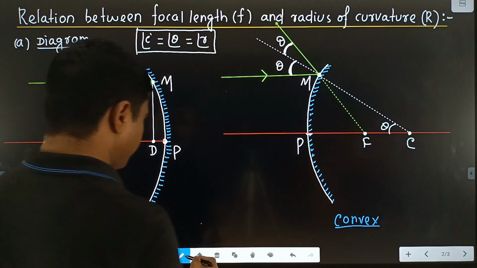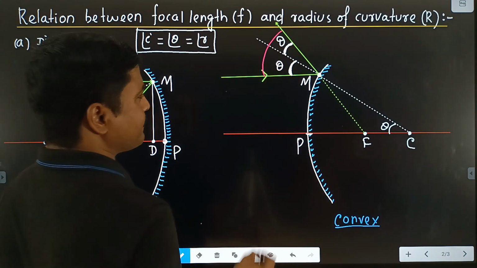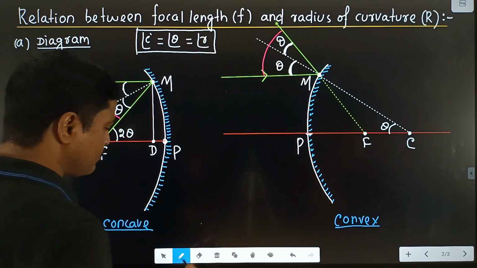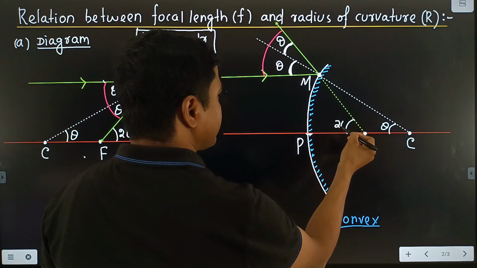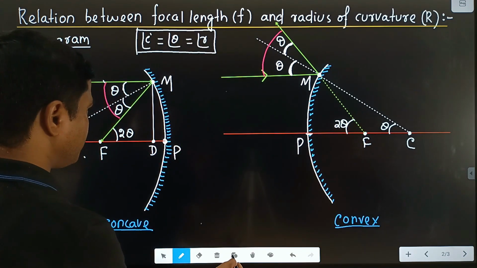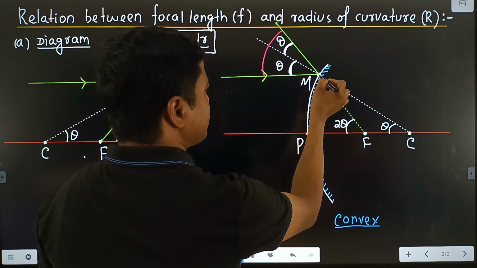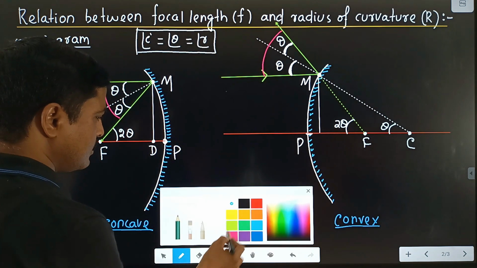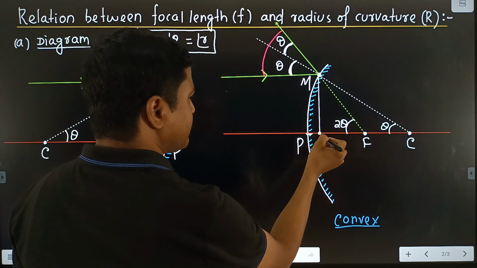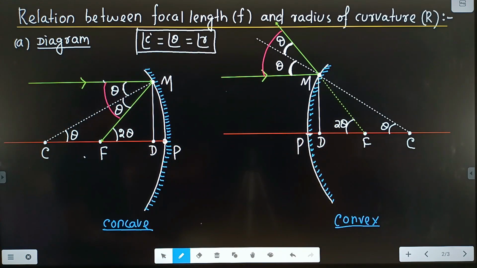And this total angle is 2 theta, theta plus theta, and since these lines are parallel to each other, this angle we write as 2 theta. And you draw a perpendicular, or normal, from the point M to the principal axis. This is the perpendicular, and the perpendicular meets the principal axis at point D. Clear? This is the diagram.